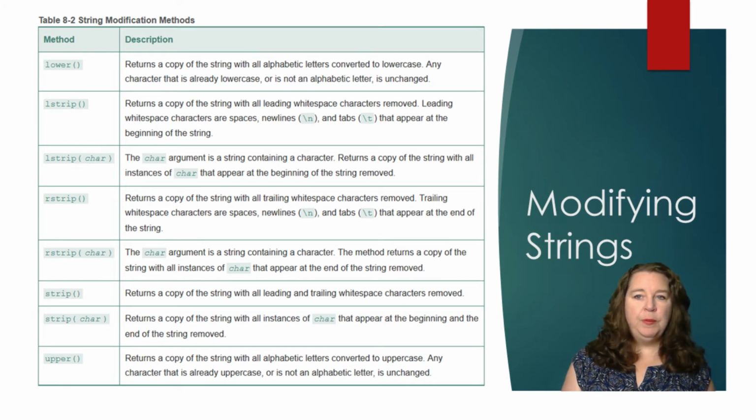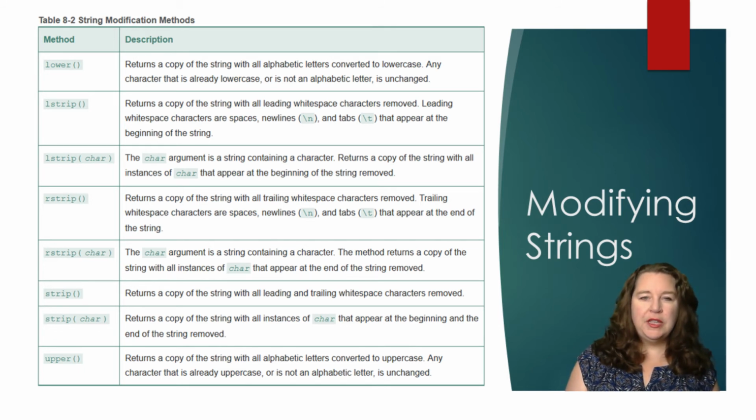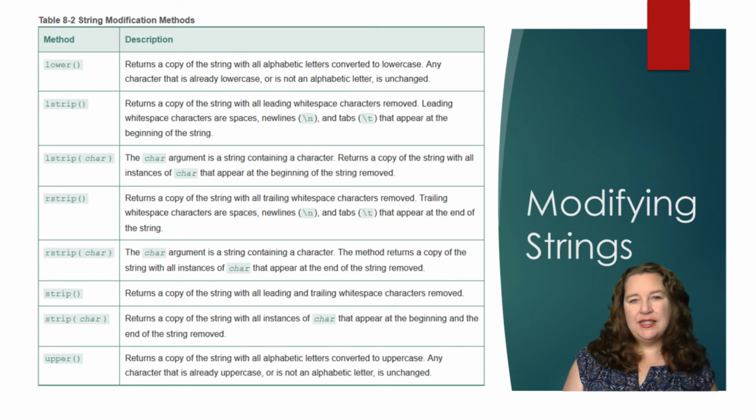So that is your strip and your lower and upper. These will return a copy. They all return a copy. They do not modify the string itself. They just return a copy. So you have to make sure you do an assignment to get that to be what the value is of that variable at this point.